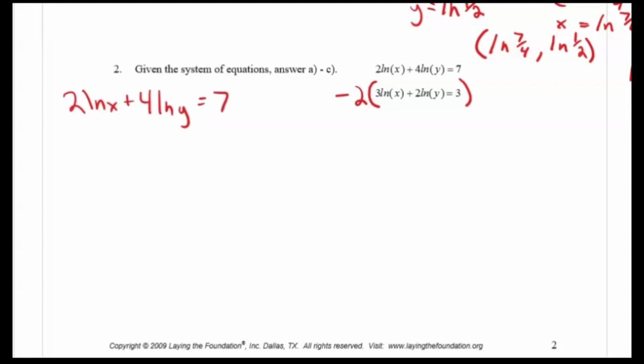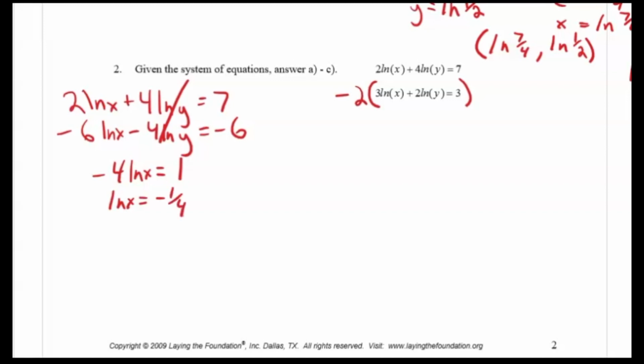And then we're going to have -6 ln of x minus 4 ln of y equals -6. Now these are going to cancel out and leave us with -4 ln of x equals 1. And so ln of x will end up equaling -1/4. Then to get rid of the ln, you would exponentiate both sides with the base e. And so that gives you x equals e raised to the -1/4 power.